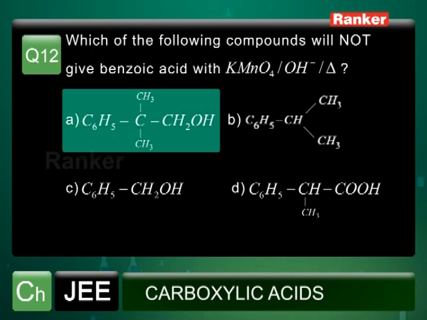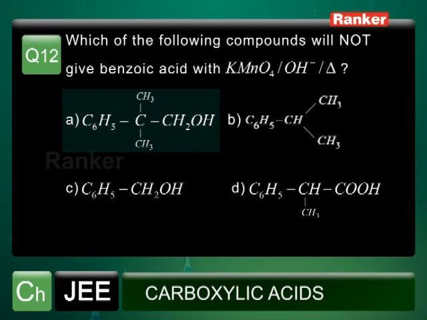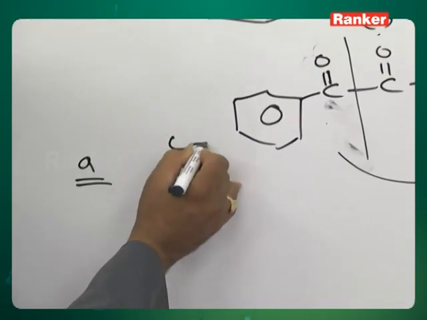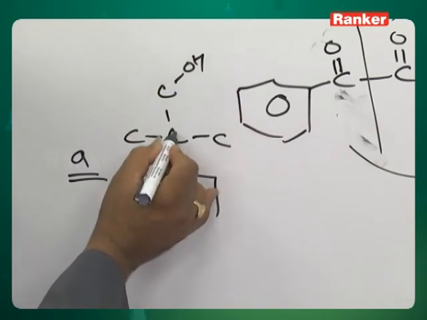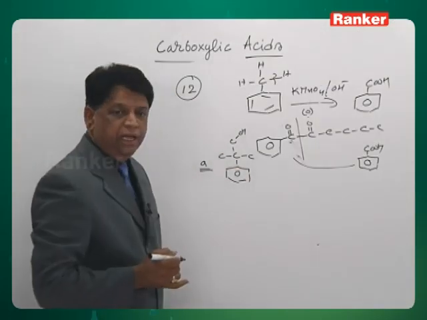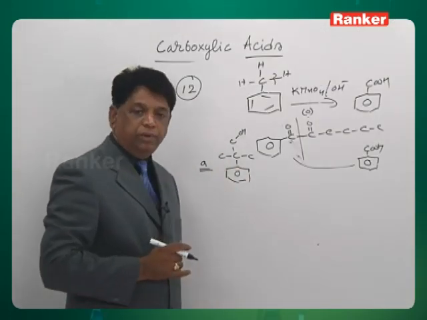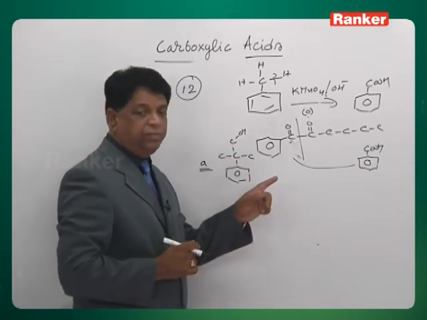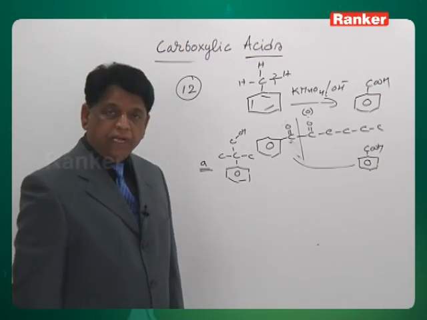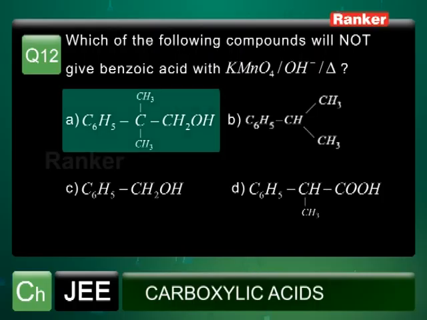So, the carbon in option A has a structure like this. The carbon has all substitutions. However, here we have an OH, but the carbon which is attached to the benzene does not have any hyperconjugable hydrogen. Therefore, oxidation will not take place on that carbon. Subsequently, you won't get benzoic acid as the main product. Therefore, answer A will be the right answer.